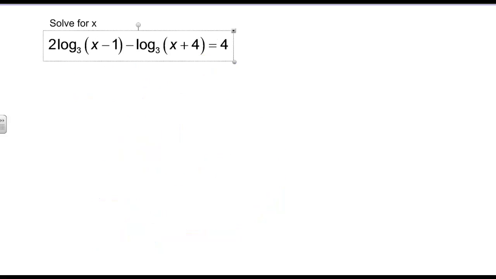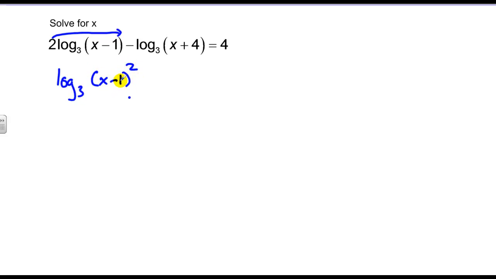Got one more example. So in this case, we've got a couple different things going on. We notice we have this multiple out in front. We have to bring this into a power first. So this goes to the log base 3 of the quantity of x minus 1 squared. So let's just rewrite. In this next step, we'll have to use this subtraction and combine to a division.